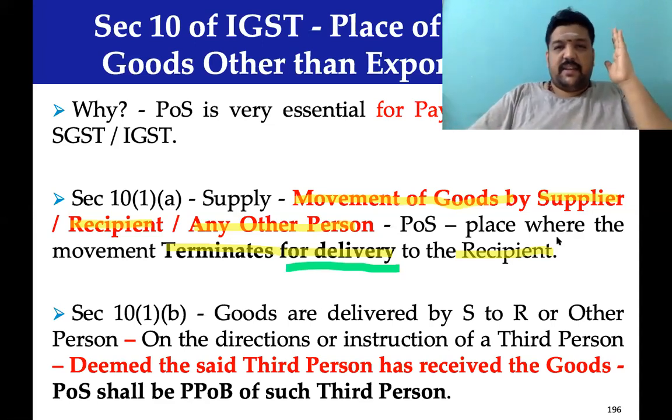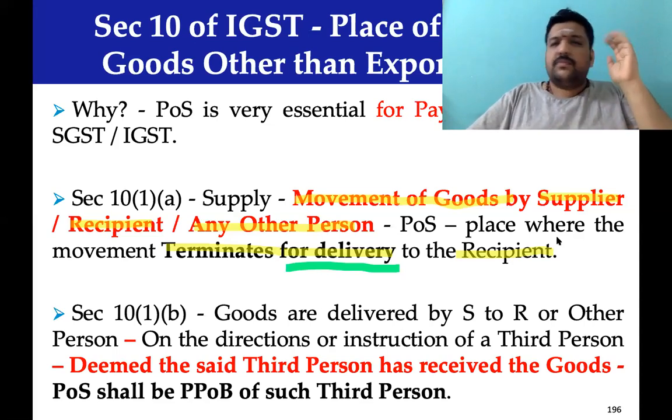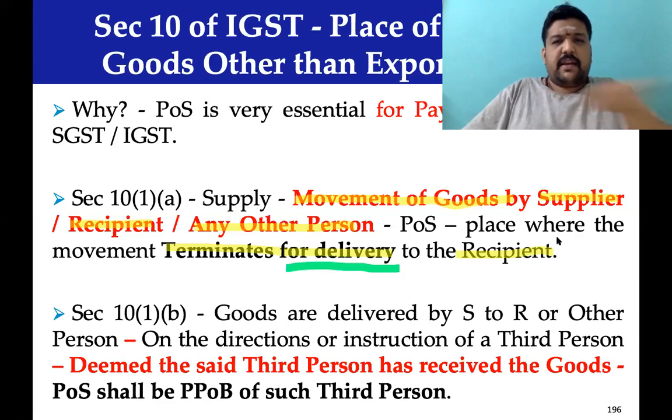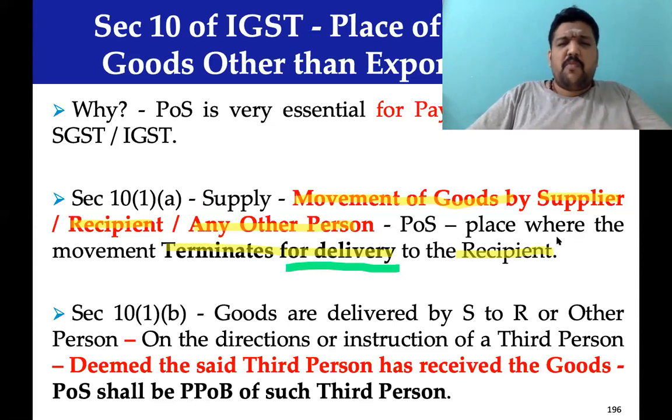Actual delivery says, boss, at my factory gate, I gave the goods to you. All risk and responsibility from me as a supplier terminates. Movement terminates. For me, movement terminates. I moved from the factory to the gate. At my factory gate, my movement terminates.